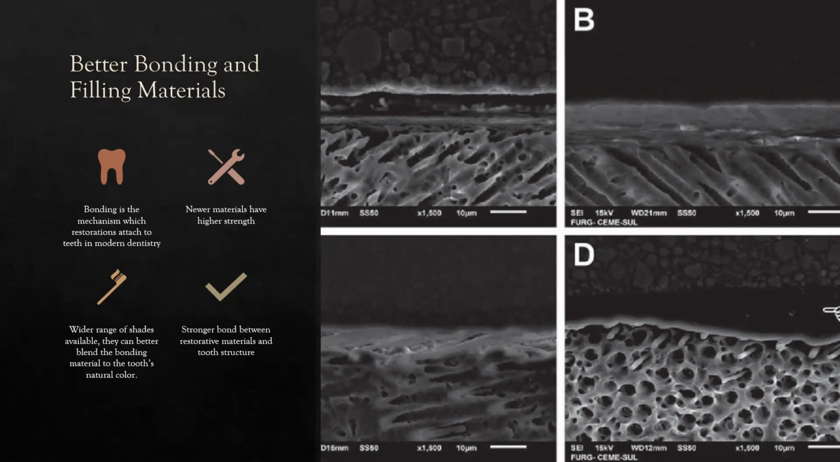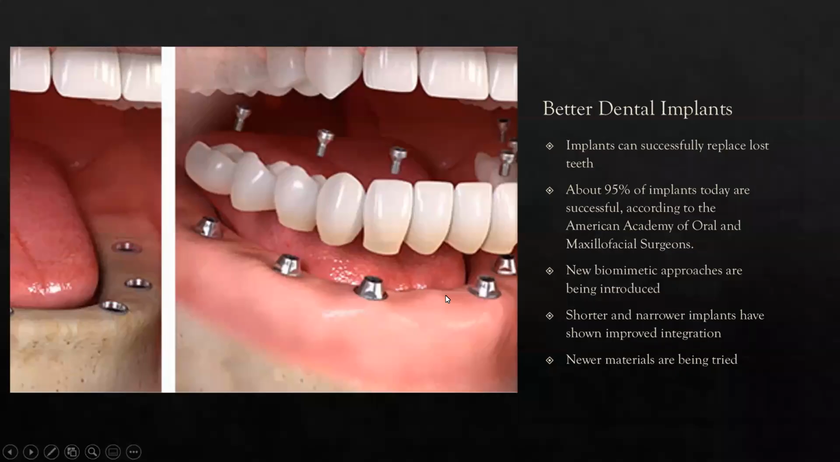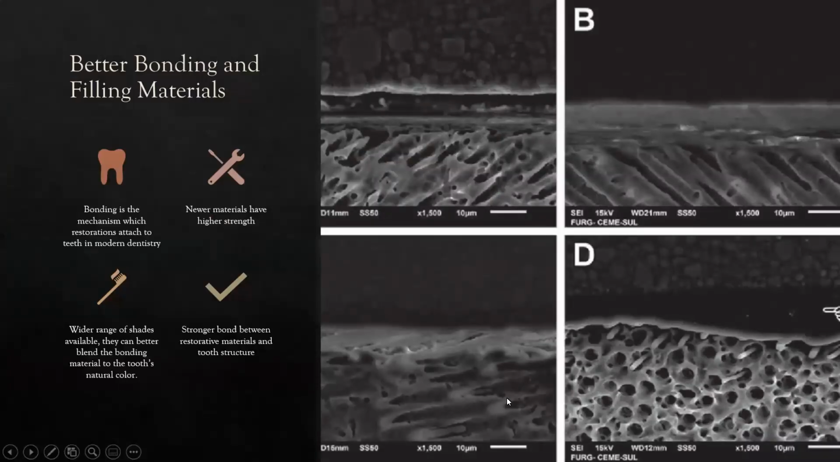And leakage basically is the passage of fluids and bacteria between a restoration and the tooth structure, which creates secondary decay and loss of the bond between the restoration and the tooth. So now we have better bonding agents. Our understanding of the process itself has quite improved, and we are getting longer lasting restorations.